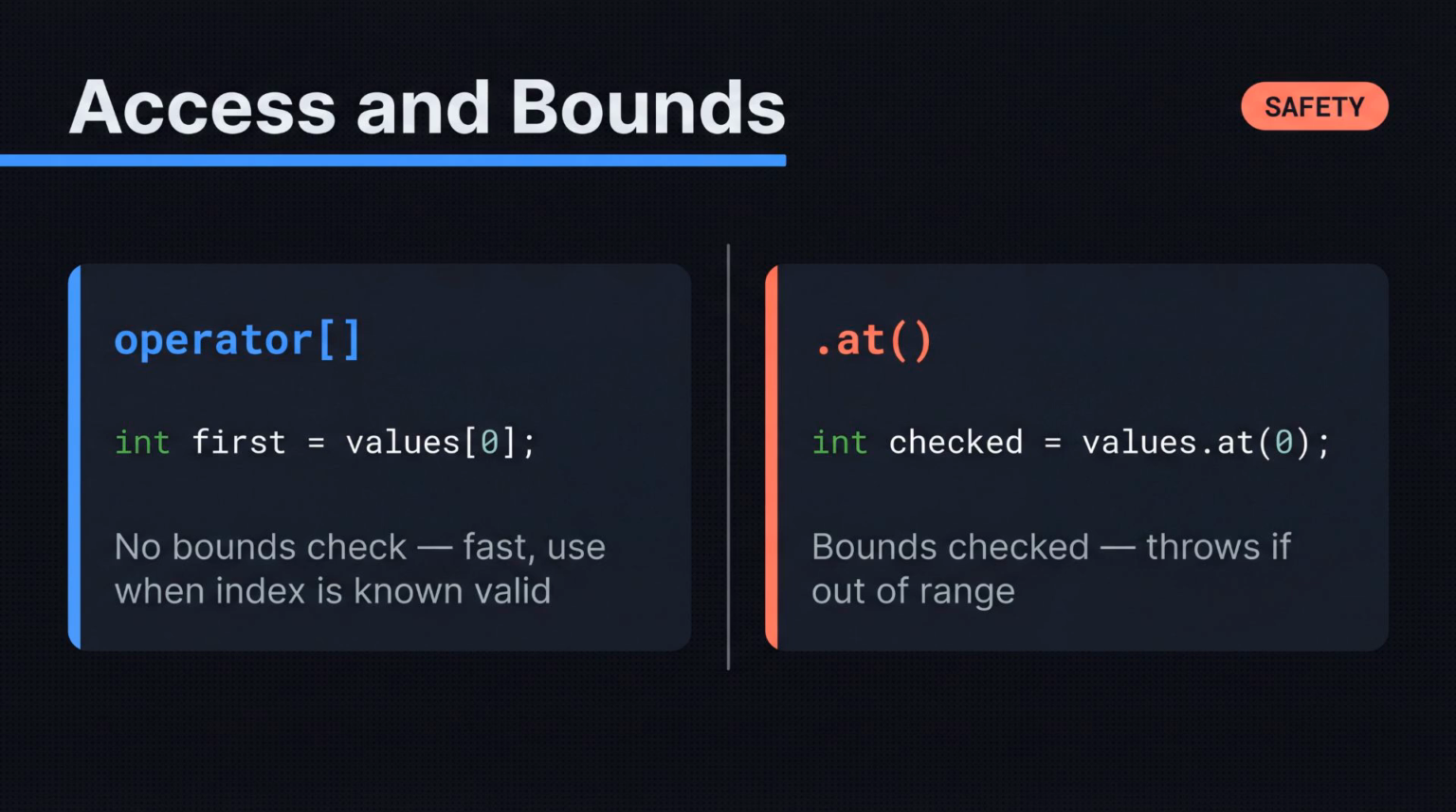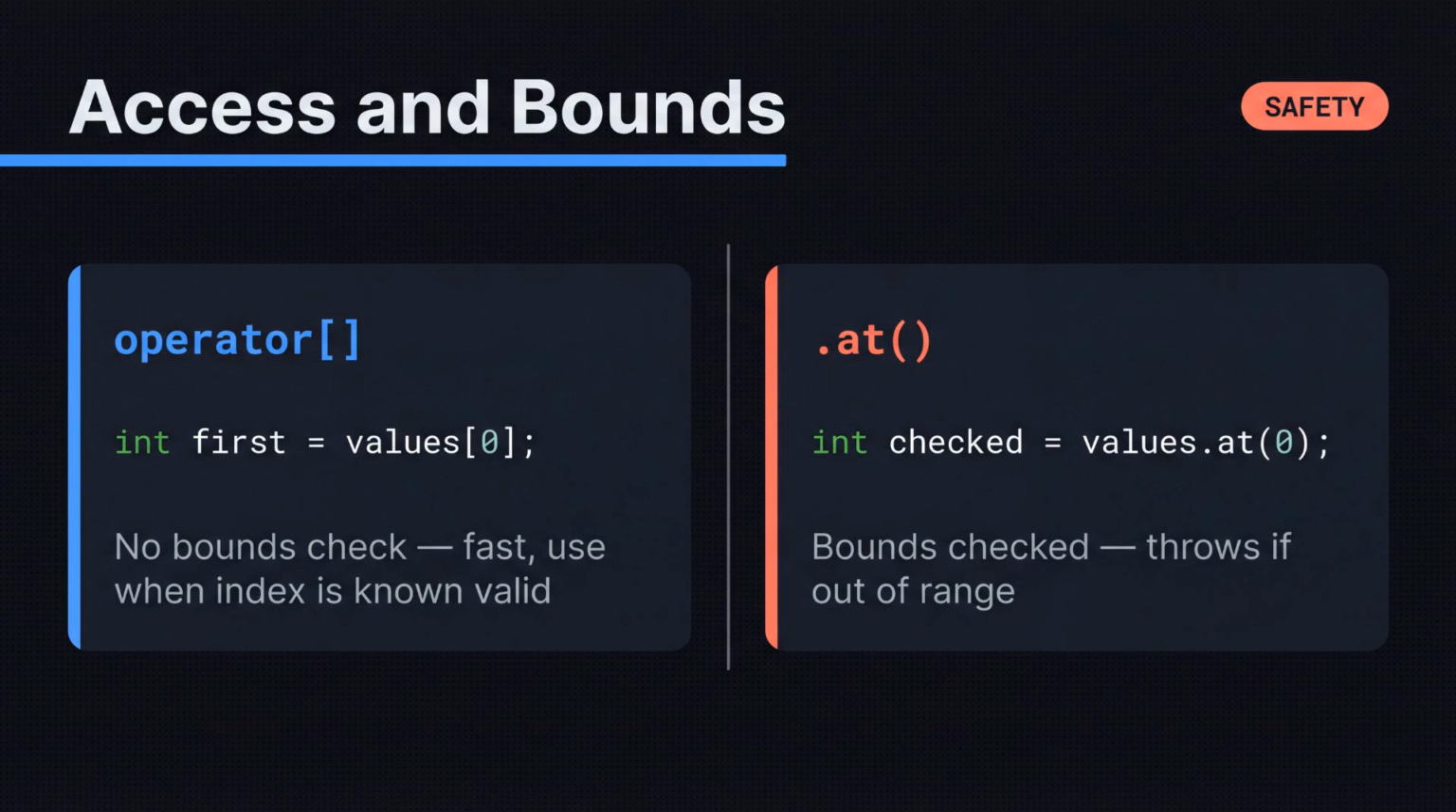2 ways to access vector elements. The bracket operator, values[0], gives you the first element with no bounds checking. It's fast, but if the index is out of range, the behavior is undefined. Your program might crash, or worse, silently read garbage.